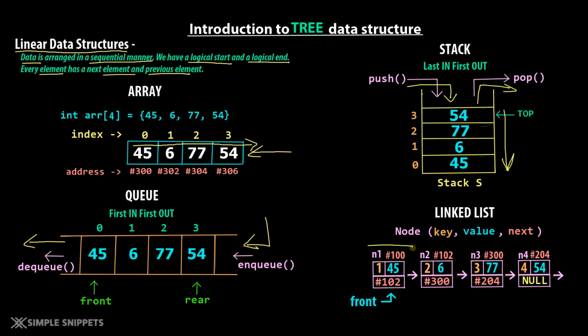And in a linked list, again, you can see we have every node arranged one after another. So all of these data structures are linear in a sense that the data is arranged in a sequential manner. Now that you've got a brief idea about linear data structures, let's see what a tree data structure is.